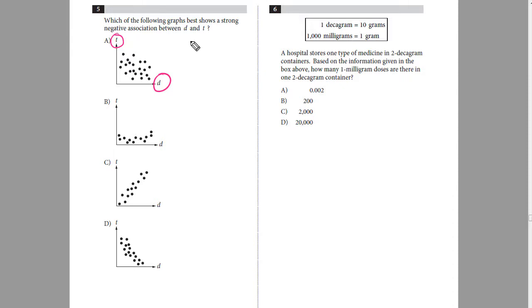Over here we have to find out the negative association. So in this case we can say it has a negative association, but it is not that strong. So let's see the other ones. This is neither a negative nor a positive association. It might be a slightly positive association like this, but in this case it shows a strong positive association, and in this case it shows a strong negative association. So this will be option D.